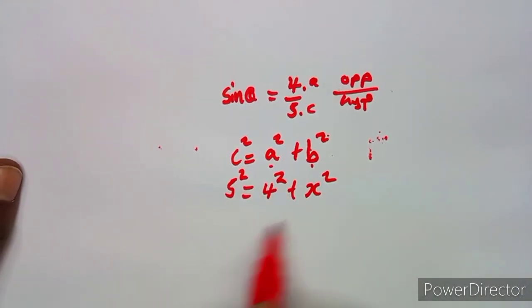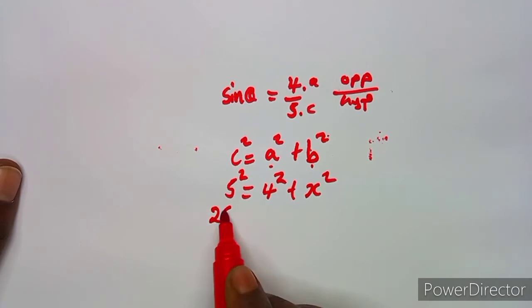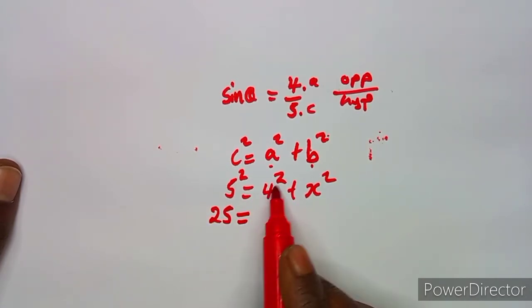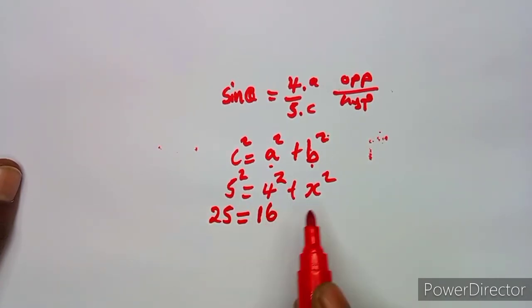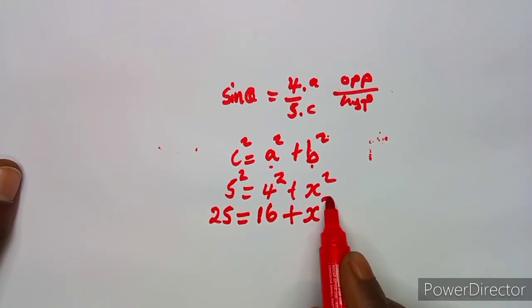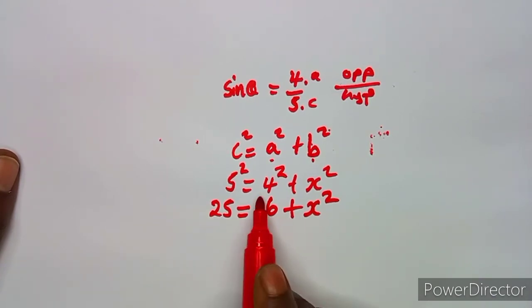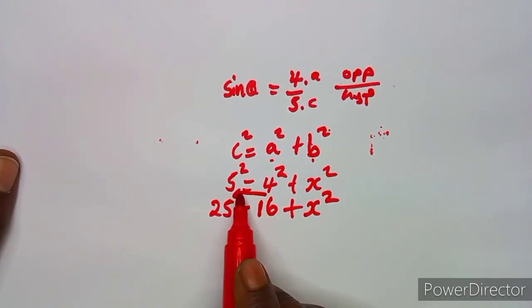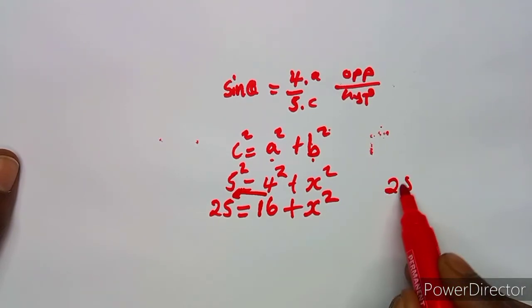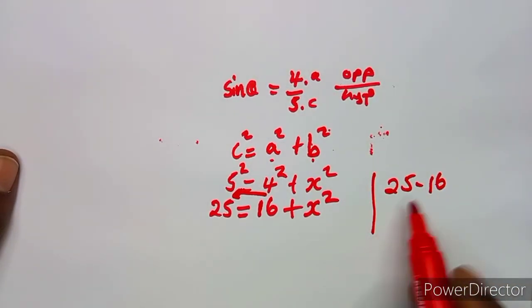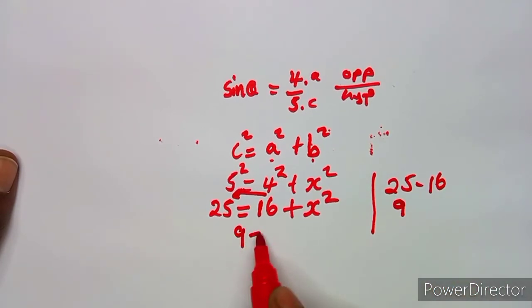All right, 5 squared simply means 5 times 5, which is 25, is equal to 4 squared. That's 4 times 4, which is 16, plus x squared. All right, now we are going to collect like terms, which means we are going to transpose 16 to this side. That's a minus. We're going to have 25 minus 16, which is actually going to give us a 9. So 9 is equal to x squared.